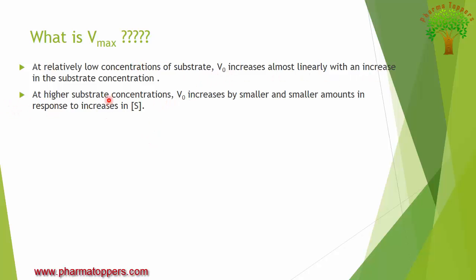But once you attain a very high substrate concentration, for example 15 molar, the increase in the velocity will be a very small amount. For example, at 80 you have 96, then at 90 you will have 98 velocity, then at 100, or 15 molar, you will have 100 velocity. In this way the velocity will differ.